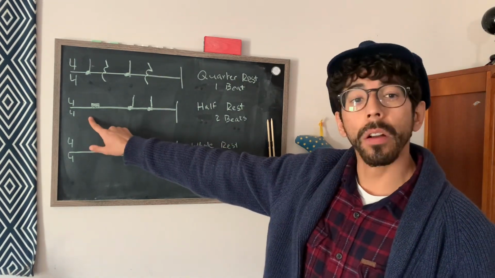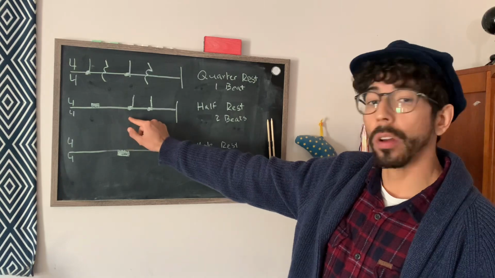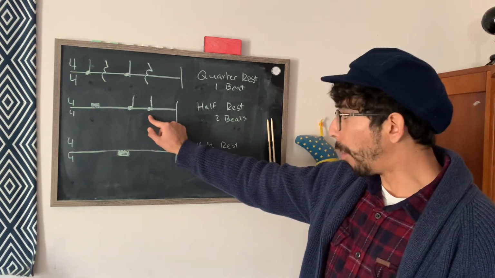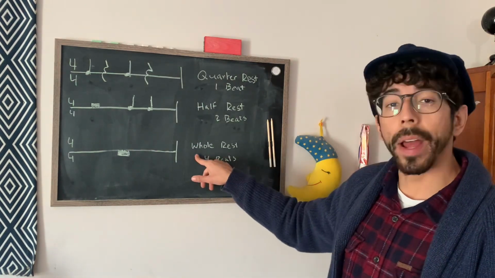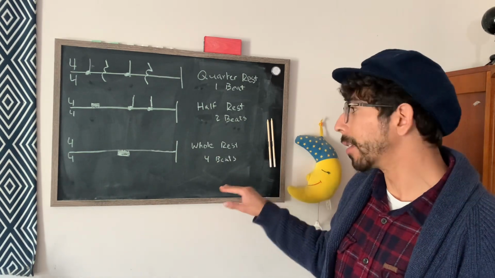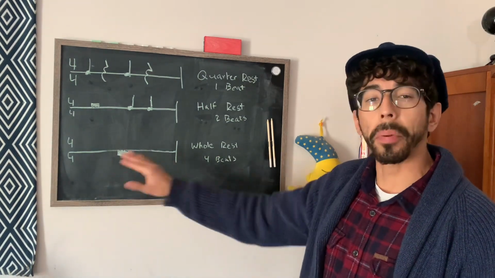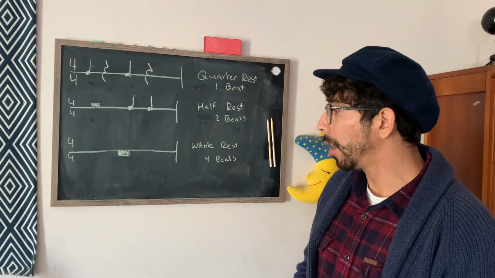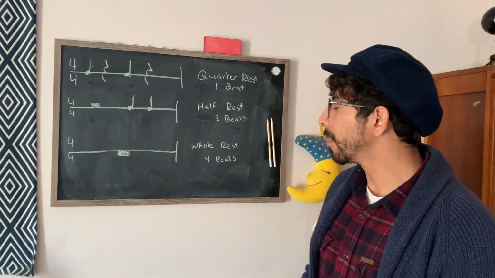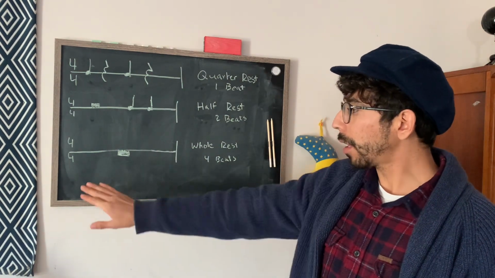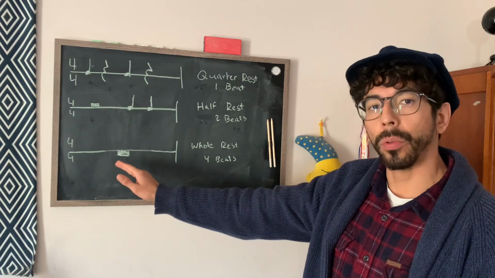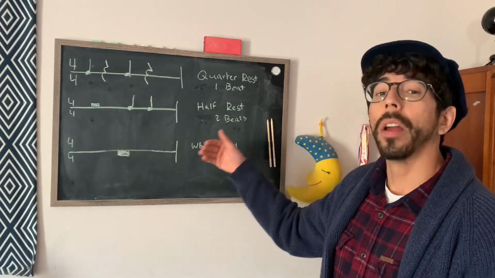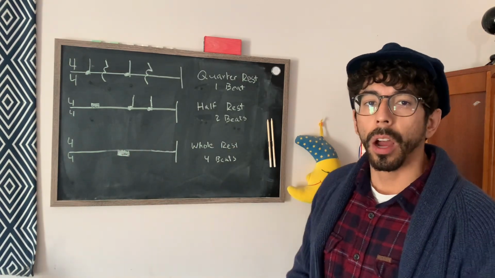So we're going to count 1, 2, 3, 4. And then a whole rest, which is a rest for 4 beats. So you wouldn't play anything for the full measure if it's in 4/4 in this case. We would just count 1, 2, 3, 4, and then move on to the next measure.